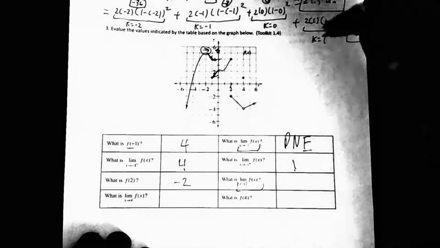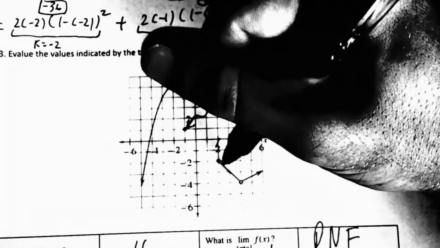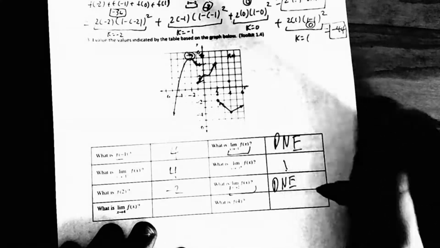Limit overall of 2. So this one is skipping the left and the right section. So you're just asking for the limit overall. When I approach 2 from the right, I get negative 2. When I approach 2 from the left, I get 4. See how they're different? See, there's a jump here. That means the limit does not exist. DNE. The limit needs to be the same from both the left and the right for it to exist.